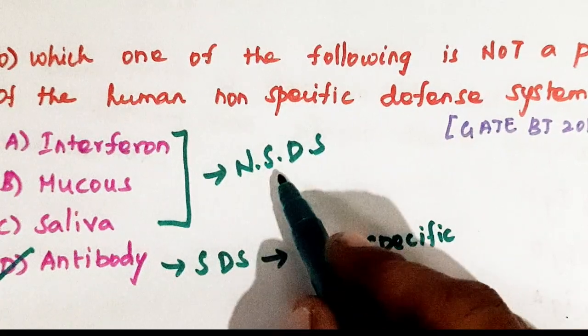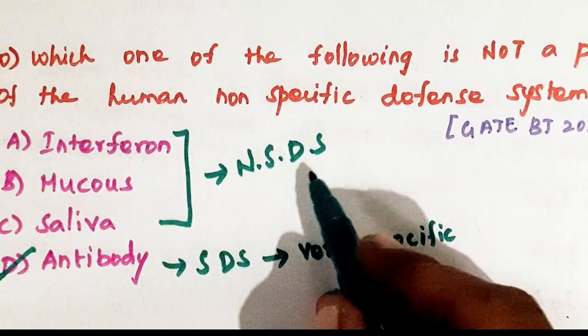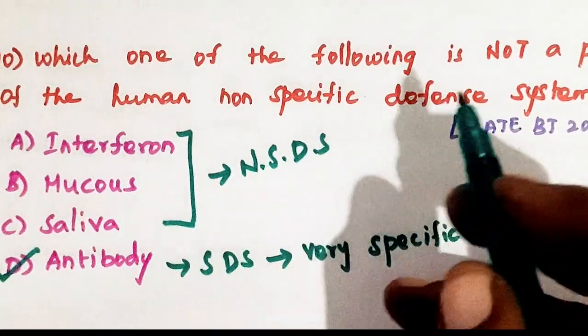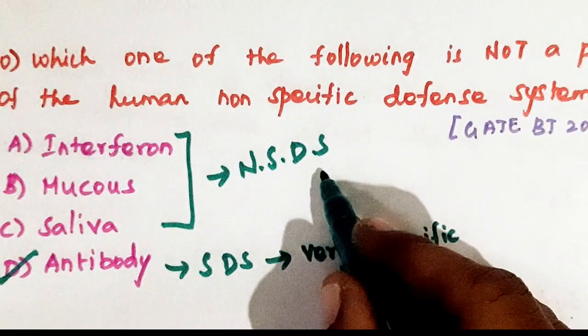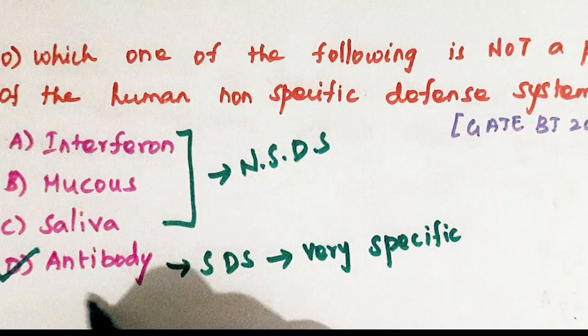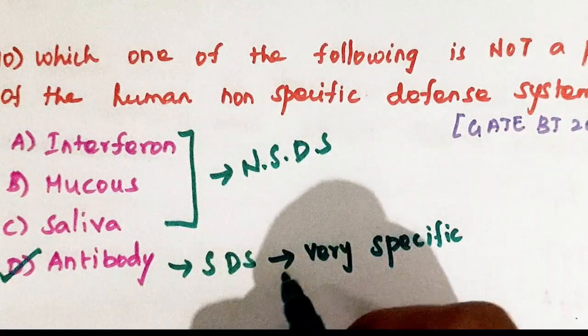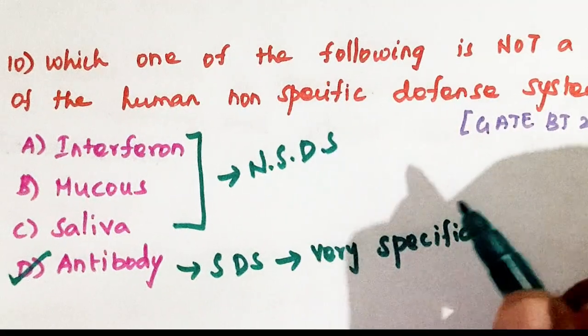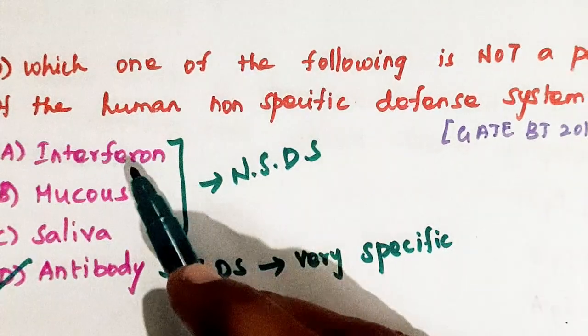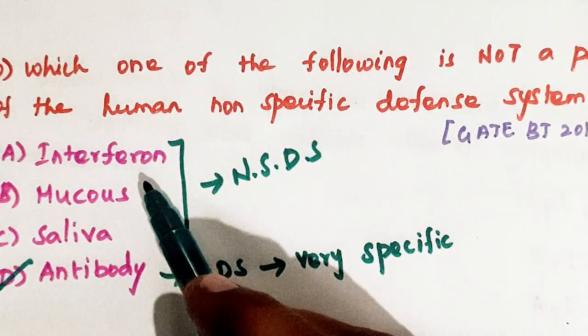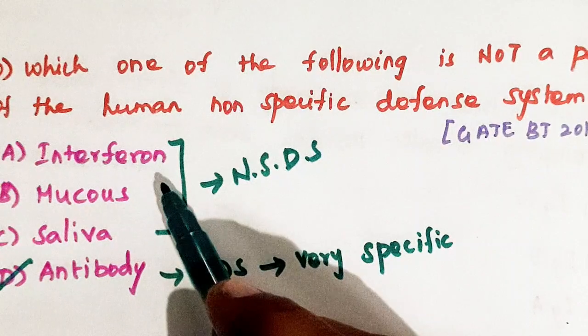Why is it called a non-specific defense system? Because it responds the same way to all the pathogens entering into the body. There is no specificity with this system. But antibodies are proteins which are very specific to a specific antigen present on the pathogens. Next, let's see how interferon acts as a non-specific defense system.